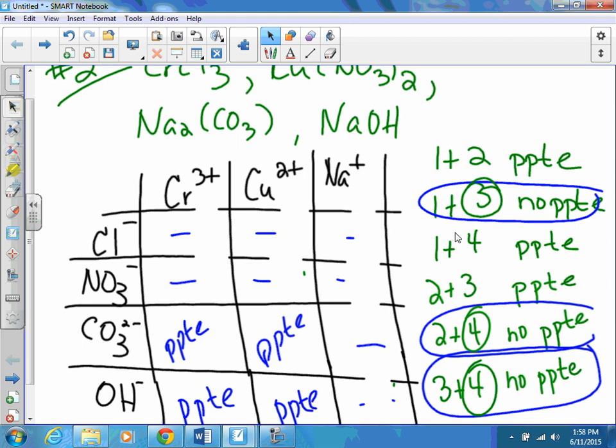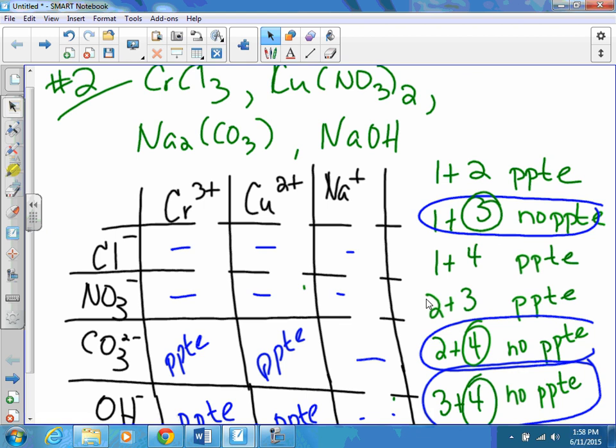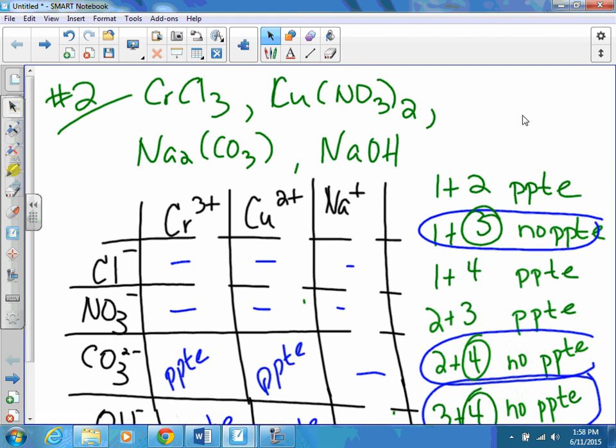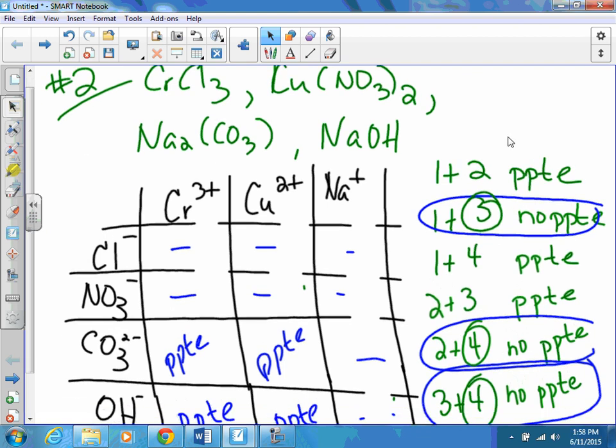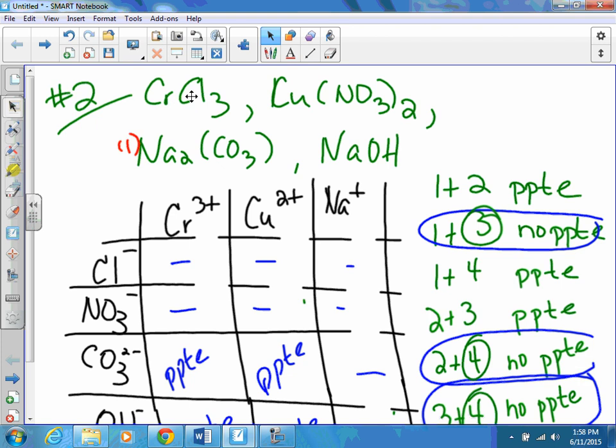1 and 2 precipitate, 1 and 4 precipitate, and 2 and 3 precipitate. So my commonality is either 1 or 2, right? Say I labeled this 1 for now, just for the heck of it. This is my logical guessing here. So that makes sense: 1 would precipitate with 2. So maybe this would be this.